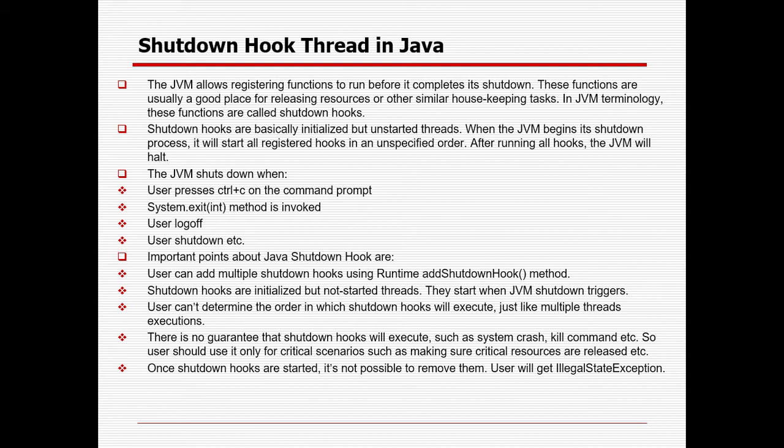To handle this, the JVM allows registering functions to run before it completes its shutdown. These functions are usually a good place for releasing resources or other similar housekeeping tasks. In JVM terminology, these functions are called shutdown hooks. Shutdown hooks are basically initialized but unstarted threads. When the JVM begins its shutdown process, it will start all registered hooks in an unspecified order. After running all hooks, the JVM will halt.